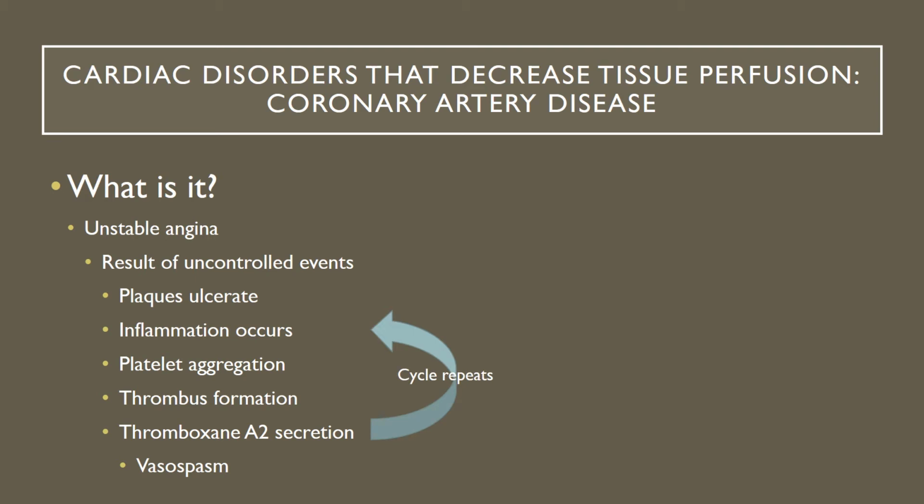And so it's going to increase the inflammatory response. We're going to get more of the white blood cells, more platelets aggregating to the surface of the coronary artery, more thrombus formation, and more A2 secretion. And so we have a vicious positive feedback cycle where this negative cycle that is happening just continues to repeat. Okay.